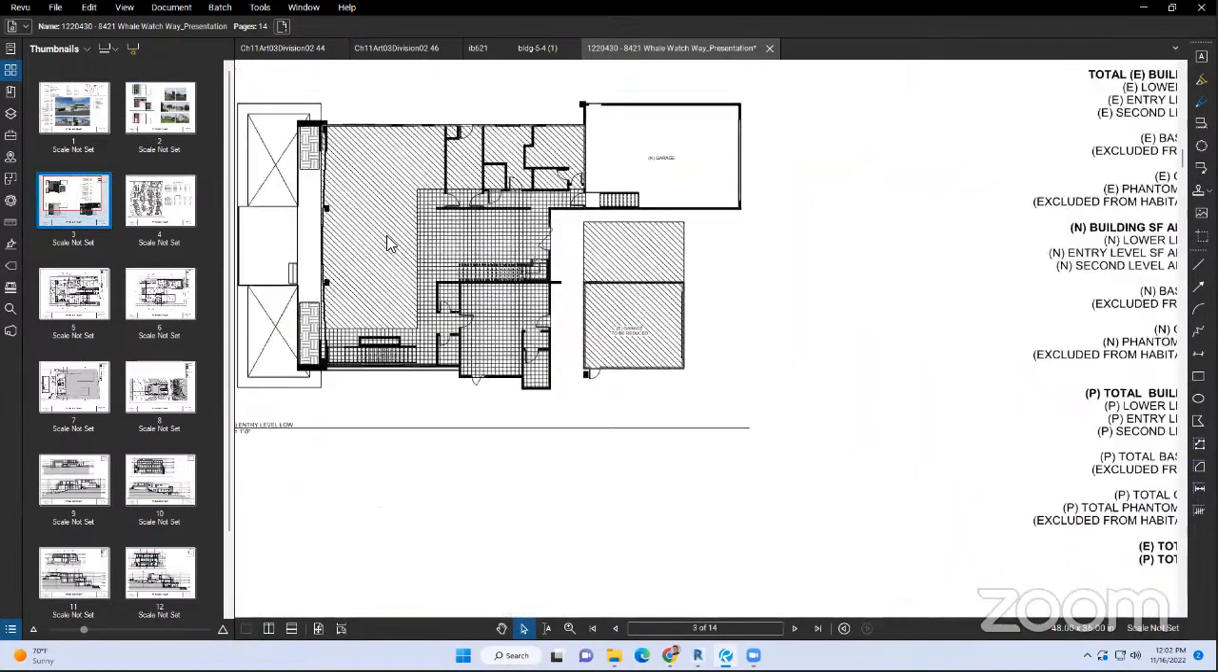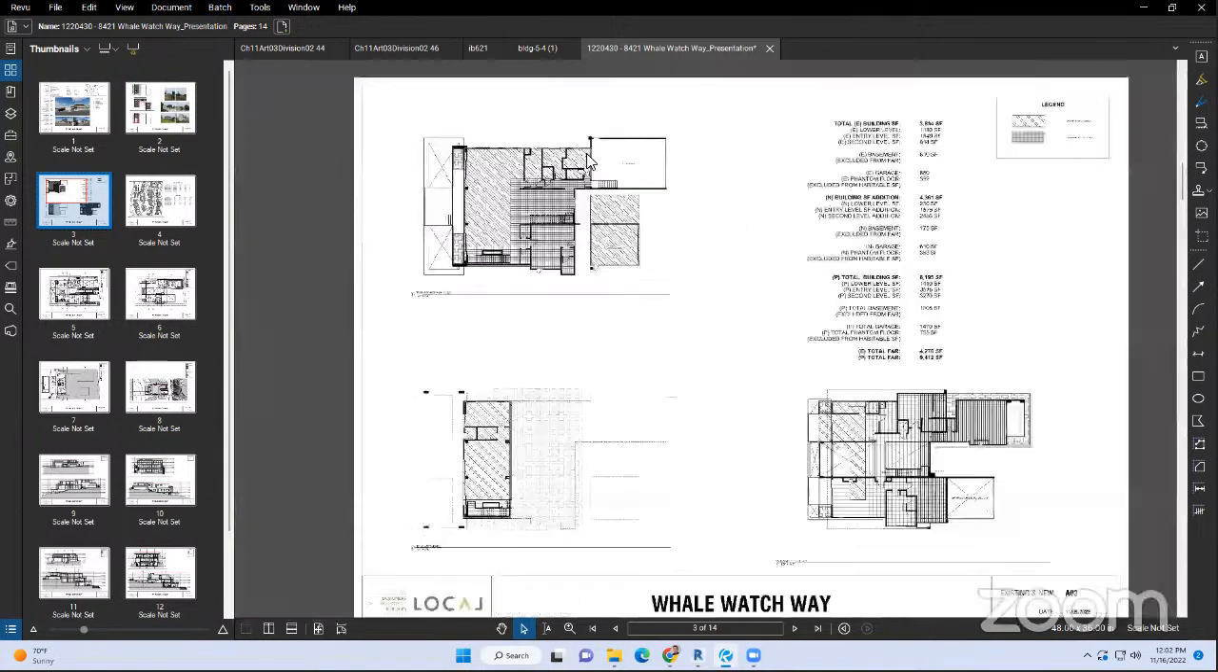So here's the entry level. The diagonal hatch is the existing house, and this is the existing garage. And then we're filling in basically the courtyard. And we are doing a small addition to the side here. And then this is the new garage that we're adding along the alley side.